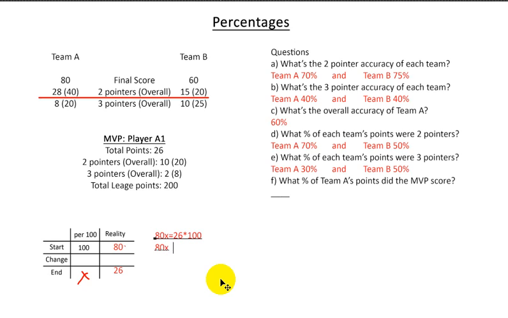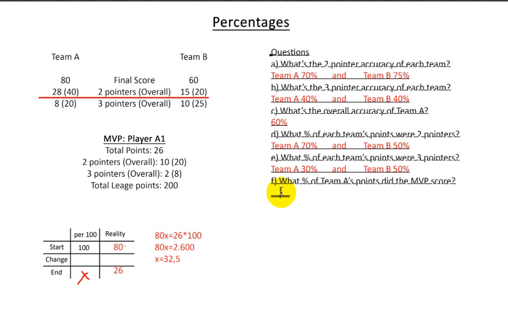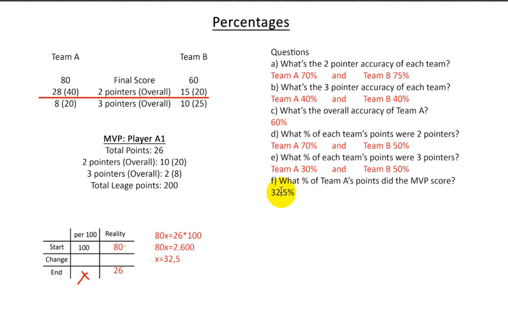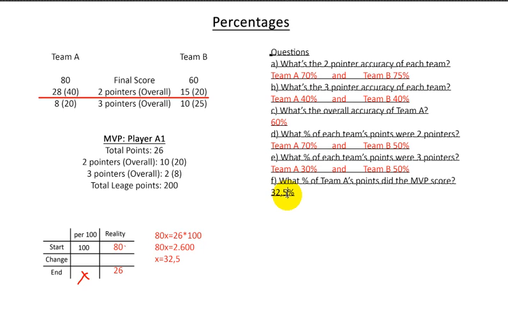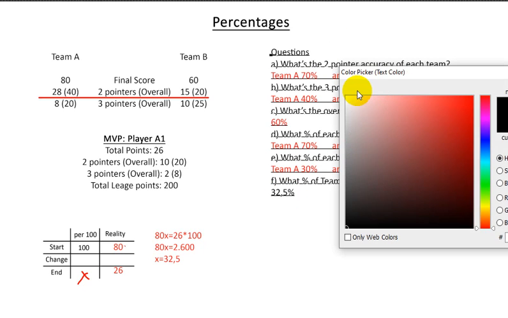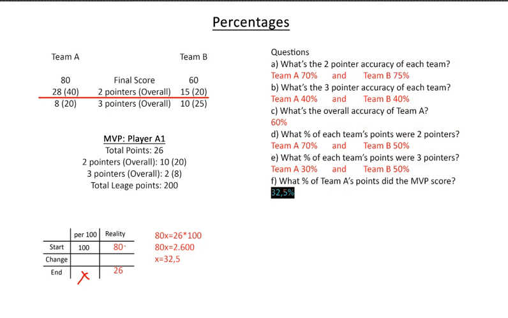So 80x needs to be equal to 2,600. And if I do 2,600 divided by 80, what I get is that x is equal to 32.5. So the MVP scored 32.5% of Team A's points. And again, the answers go into red. There we go. Okay, those are the first half of the questions.